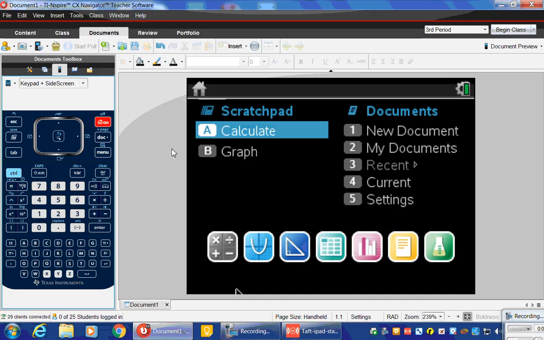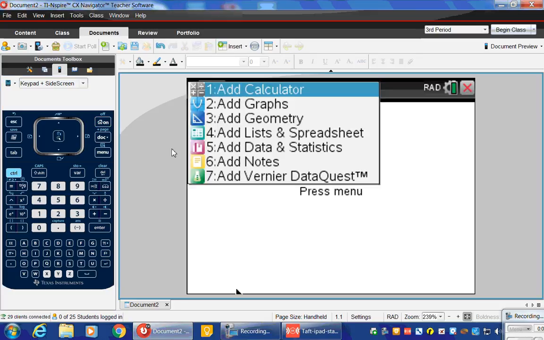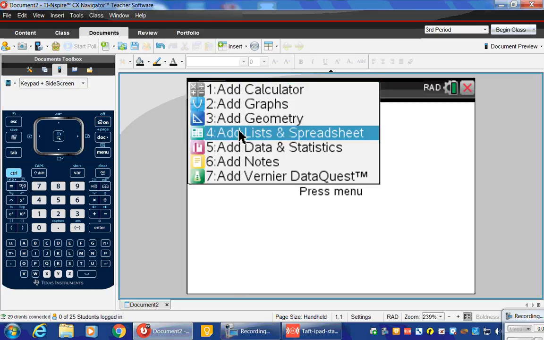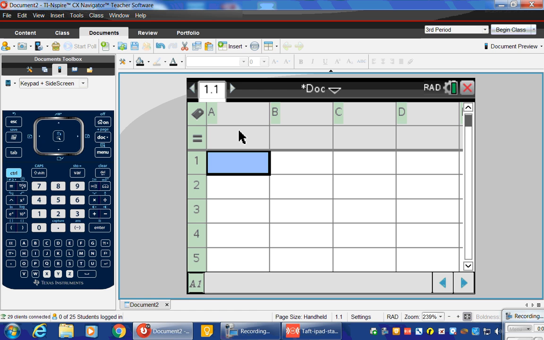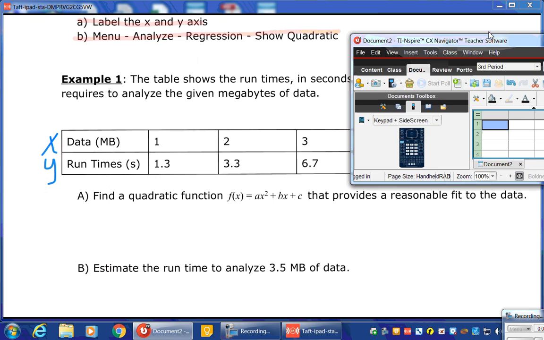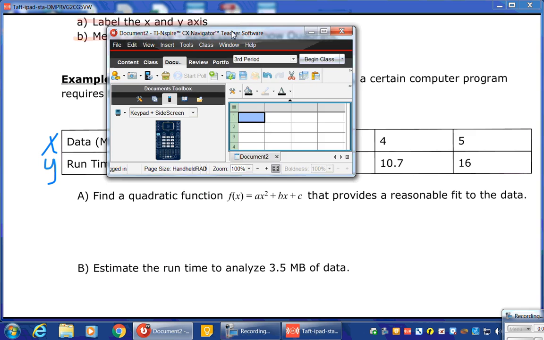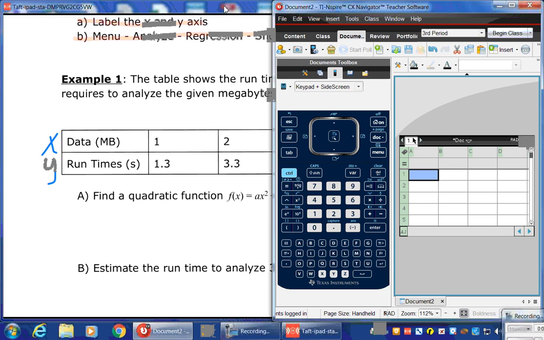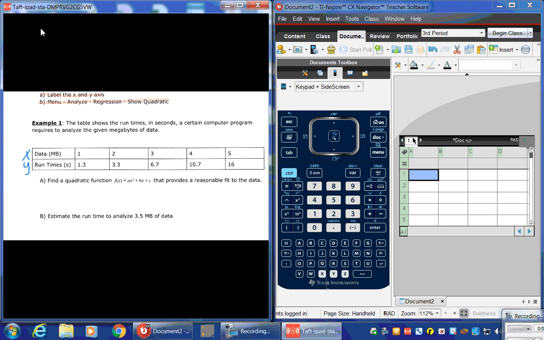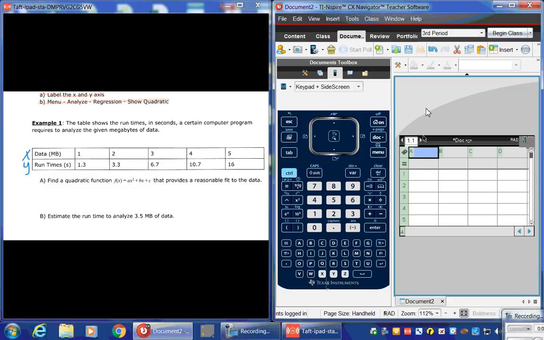So I'm going to open a new document. We're going to add a lists and spreadsheets page. I'm going to make this so that we can see both pages at the same time. Here we go. That's a little better. So in my calculator, I'm going to label the X and the Y columns. And first I'm going to enter my data.